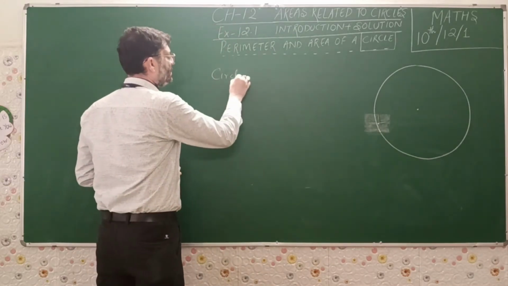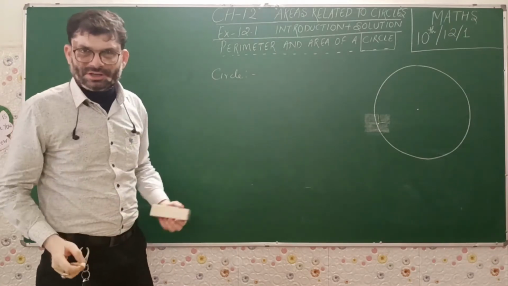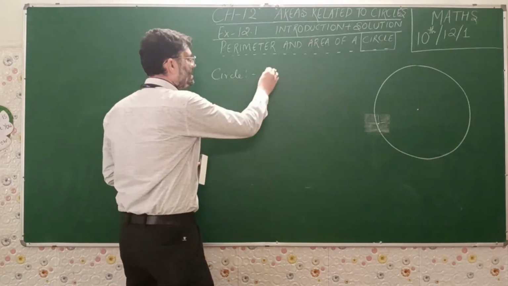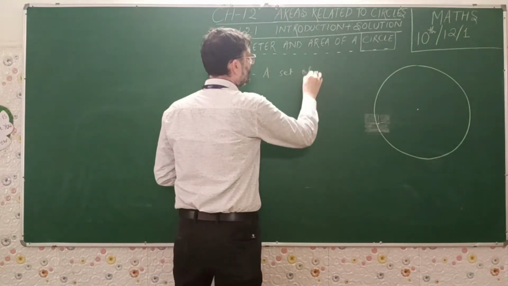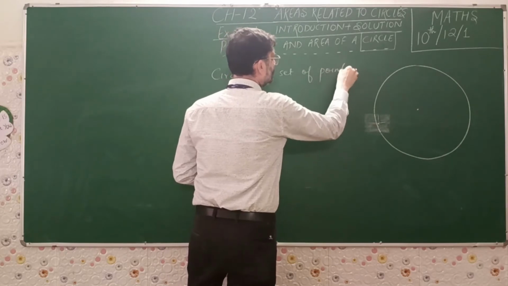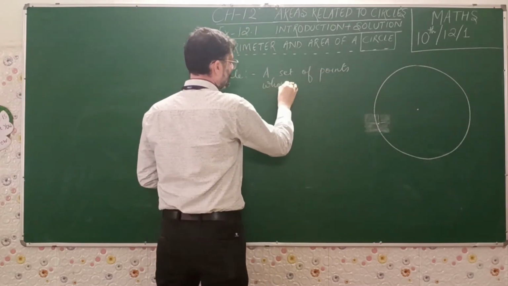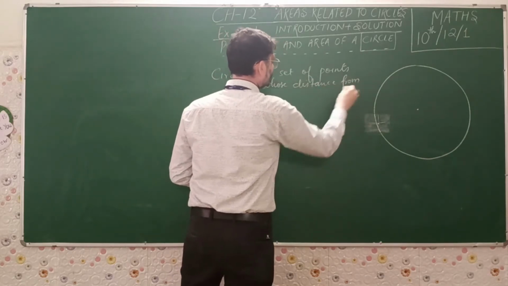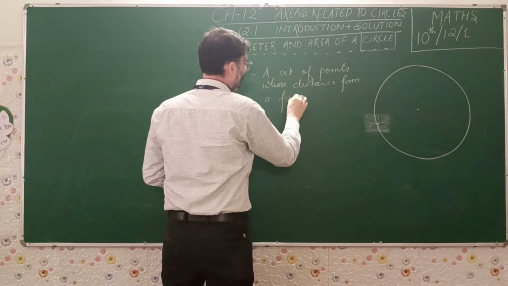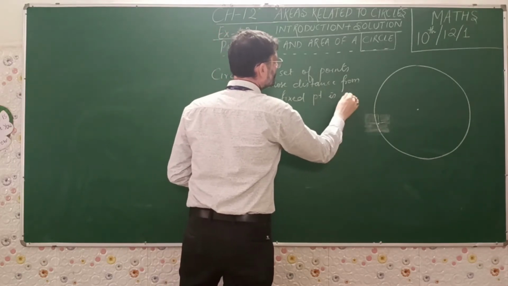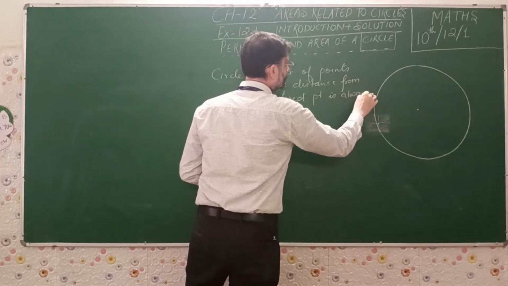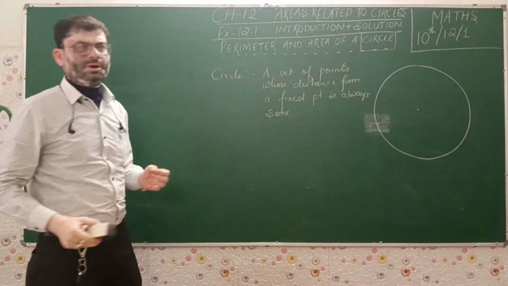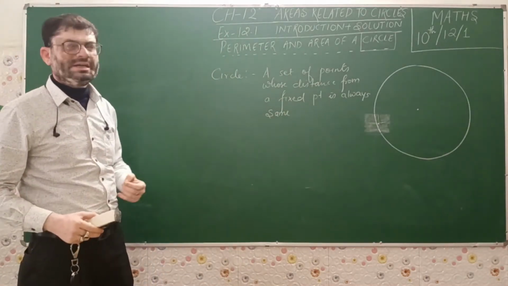What is a circle? A circle is a set of points whose distance from a fixed point is always equal. And the combination of all such points gives us the shape that we call a circle.